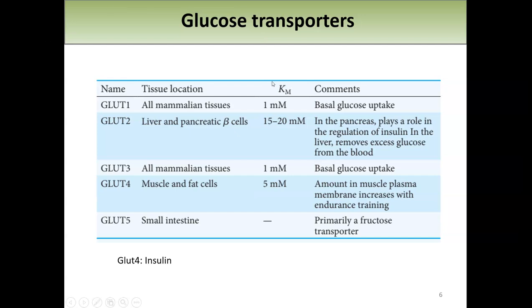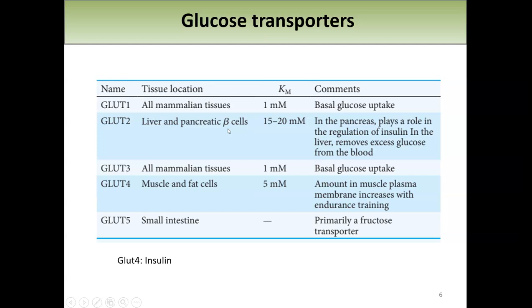The liver is a tissue which plays an important role in the regulation of blood glucose level, because glycogen is made and stored in the liver and in the muscle. Therefore, the muscle and the liver are the tissues that have an important role in lowering blood glucose level after we have a meal. And in pancreatic beta cells, insulin is stored.